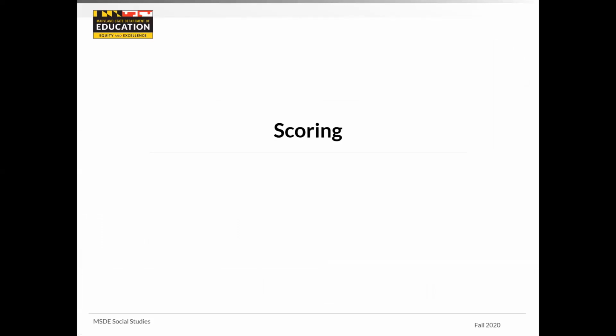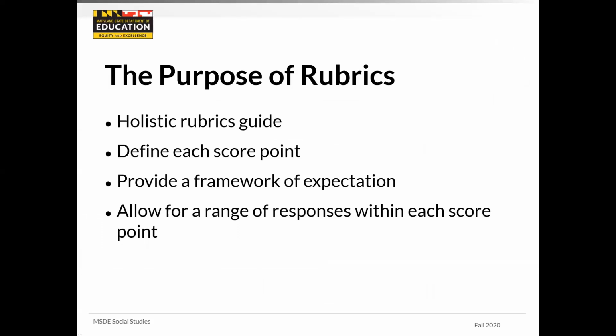Now, on to scoring. The MCAP government assessment has two rubrics, a 4-point content rubric and a 5-point rubric for the EBUS items. So what is the purpose of a rubric on a standardized test? First, it's important to note that both of our rubrics are holistic rubrics. The rubrics clearly define each score point that a student can earn. It does this by providing a framework for what is expected in a student response. It is also important to note that the rubric provides for a range of responses within a given score point.